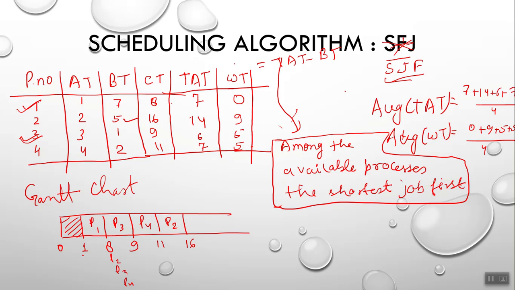At 1 unit of time, only process P1 is available, because the arrival time is 1 here. So we must execute P1, even though we have a smaller job like P3. There is no choice of choosing the smallest job; the job which is available, we have to execute. At 8 units of time, we got P2, P3 and P4. There are 3 processes available, and now we have to choose the smallest job. Keep this in mind.